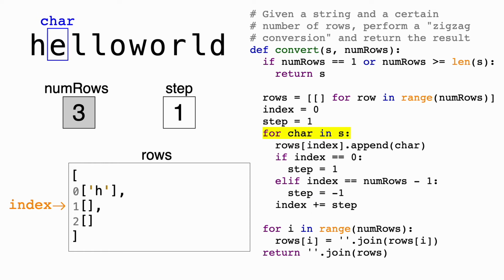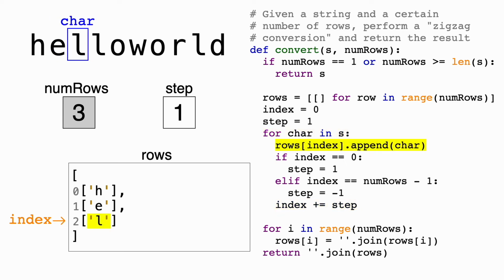Then we'll move on to the next character. Let's append e to the second row and check for both conditions. Index is neither 0 nor 2, so we can safely just add step to index, and now the index is 2. Next up is L, and we'll append that to the last row. Now index does equal 2, so we have to reverse the direction and make the step equal to -1. Now when we add step to index, it becomes 1 and moves up a row.